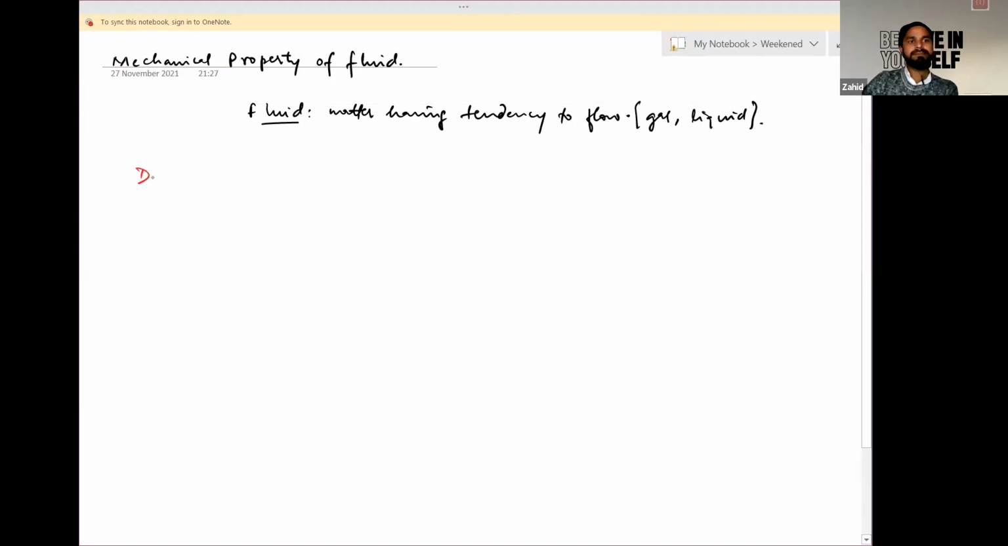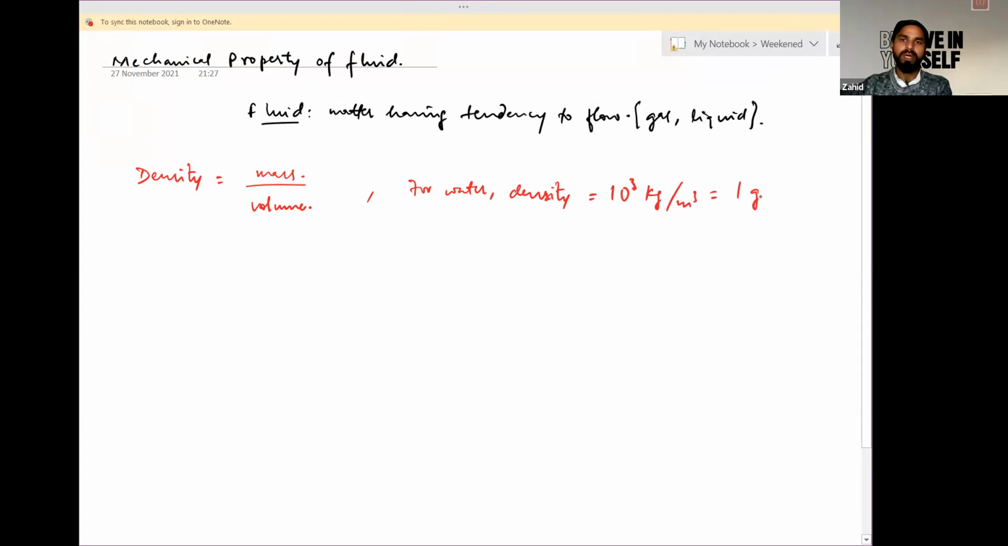First thing is density. Density is the mass of a body divided by its volume. For water, density is 1000 kg per meter cube or 1 gram per centimeter cube. Is it clear? Yes.